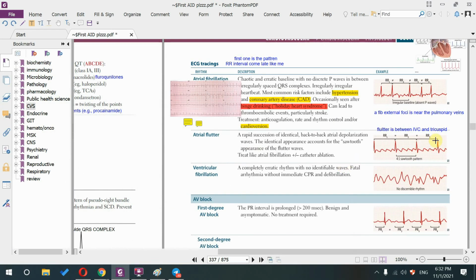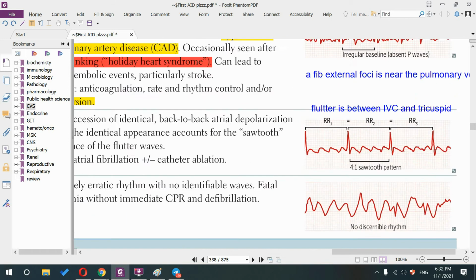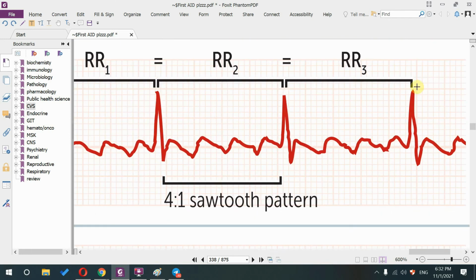Good, guys. So now let's speak about atrial flutter. It's a rapid succession of identical back-to-back atrial depolarization waves. Guys, do you remember the P wave? If you take a look here, how do you check for P wave? QRS, behind it, here's a P wave. Wait a second, P wave, another P wave, another P wave, another, too many P waves.